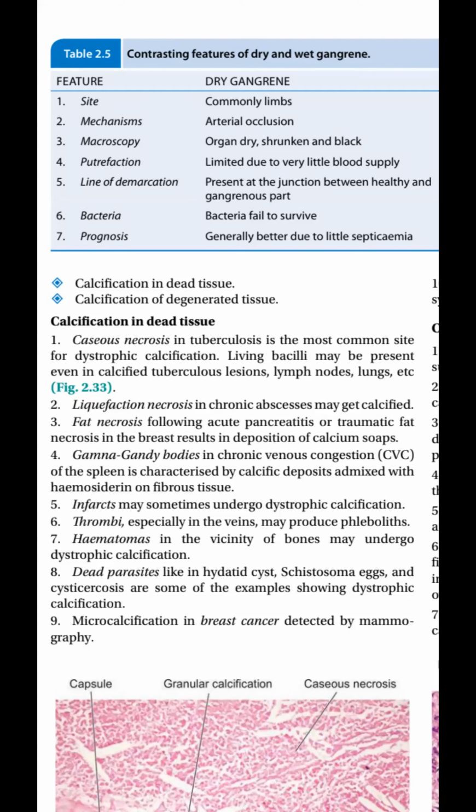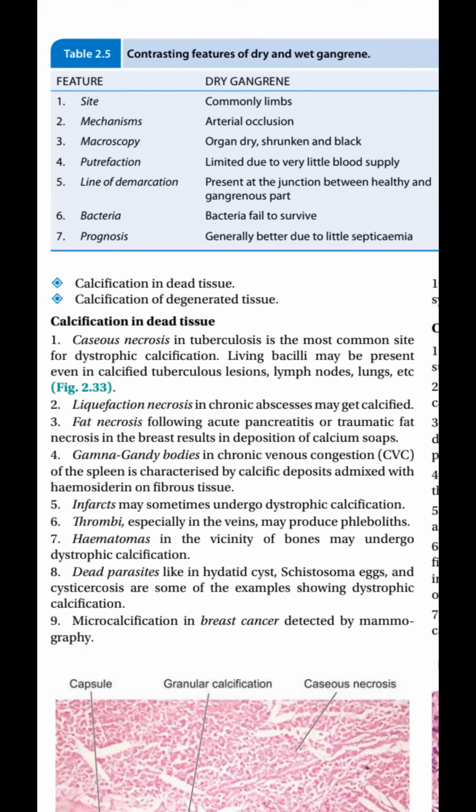Hematomas are mainly seen in bone. The region in the bone undergoes calcification. Dead parasites, highly in the cyst or cystoma eggs. These are the examples. Microcalcification is seen in breast cancer. So you don't have to write all this, but just for your knowledge, you should know. You just have to write calcification in dead cells and calcification in degenerated tissue, because these are the regions where you can find them.